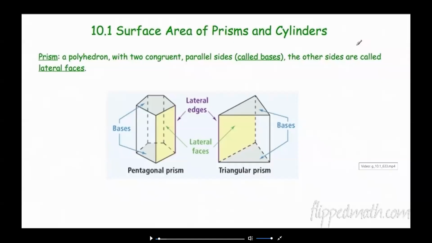So today's topic is surface area of prisms and cylinders. Our objective is to be able to find surface area of a prism and a cylinder.